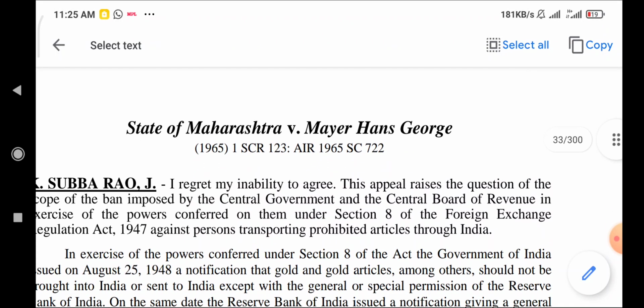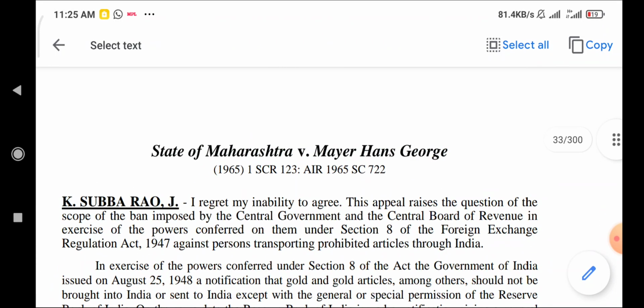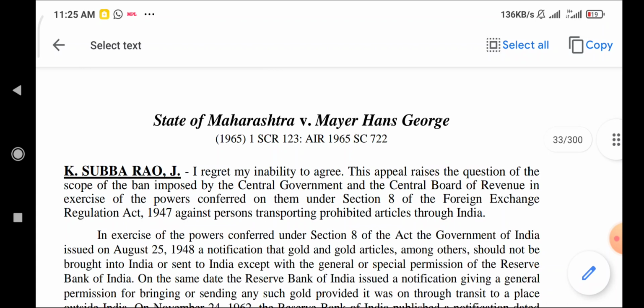So guys, this is it for now. We just covered the constituent elements of crime. The next video will cover the case related to the first unit, State of Maharashtra versus Mayer Hans. You can see this is a good example of strict liability, with the absence of mens rea or guilty mind. So we'll cover that in the next video.